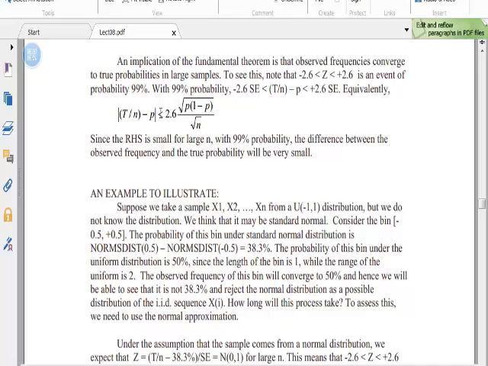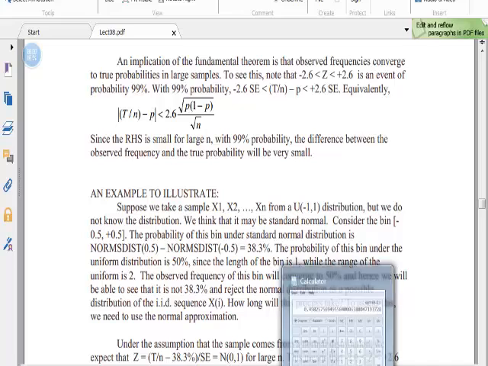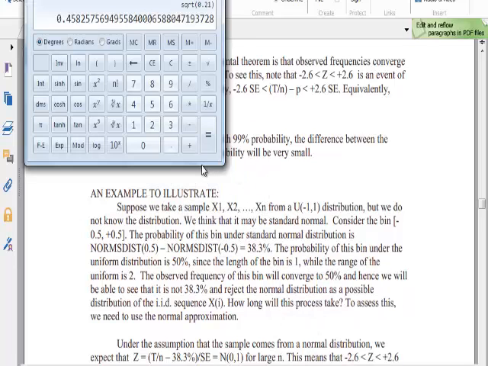Now, assuming that I know the true probability, I want to make a 99% probability statement. I know what to do. I need to do 2.6 times 4.58. I have my calculator here, so I can do that. 2.6 times 4.58 equals 11.9.